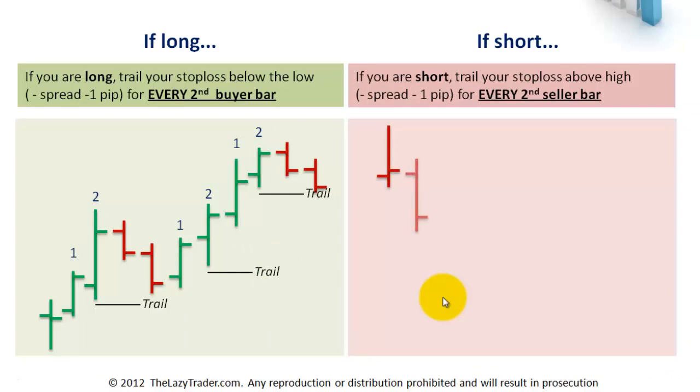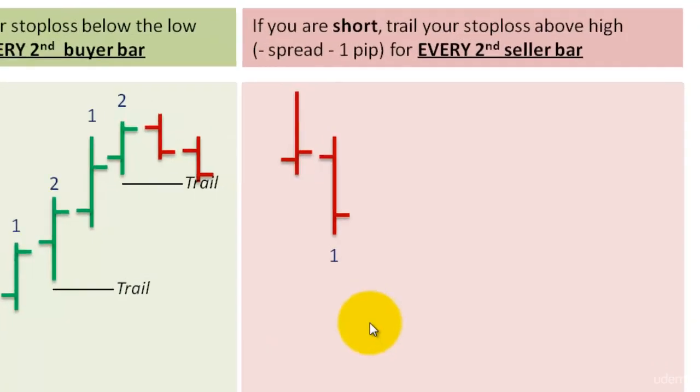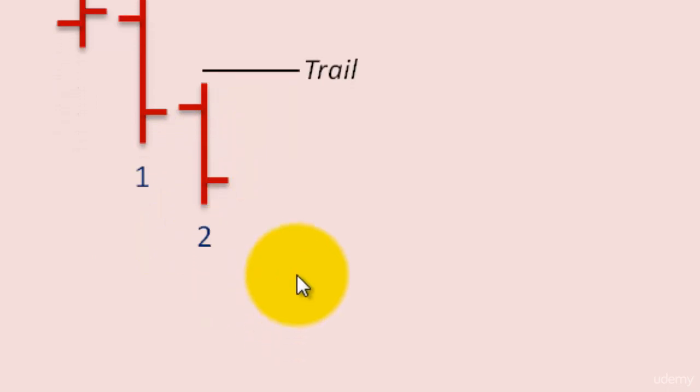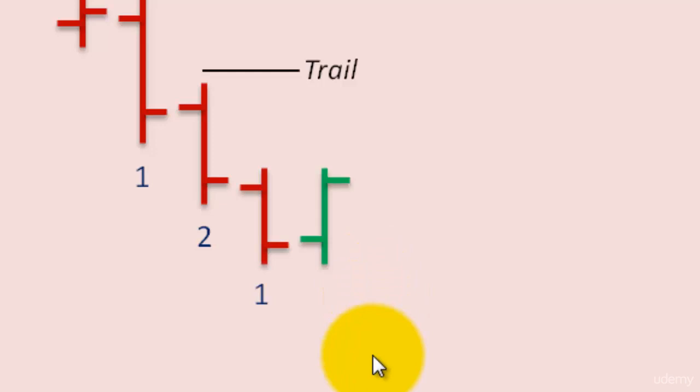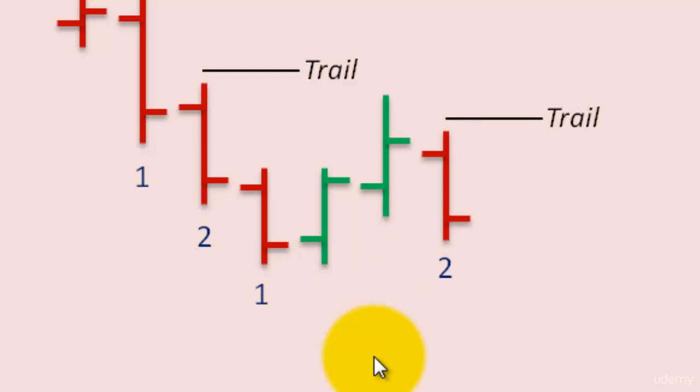You trail your stop loss for every 2 seller bars. So for example, we've just been triggered into the trade here. We've got seller bar 1, seller bar 2, and then we trail our stop loss to the high of the second seller bar, plus spread, plus a pip, and we carry on doing this. We've got seller bar 1, we've got a buyer bar. There we go. We've got seller bar 2 here. Then we trail our stop loss above the high of the second seller bar, plus spread, plus a pip.